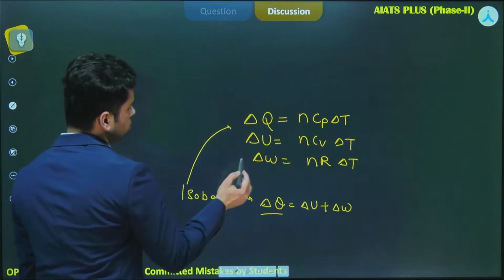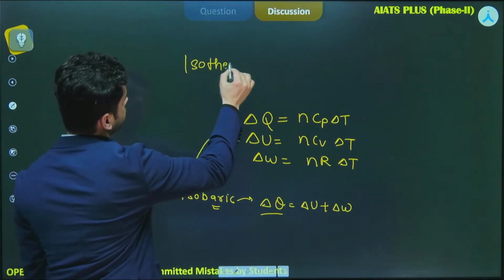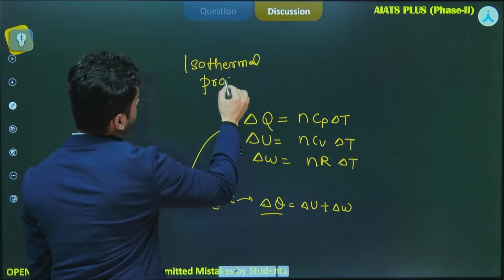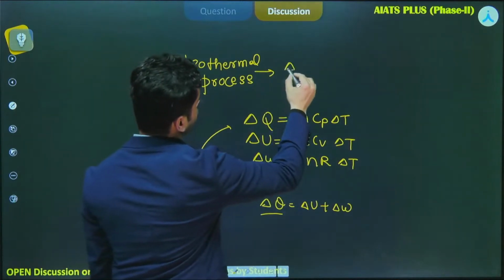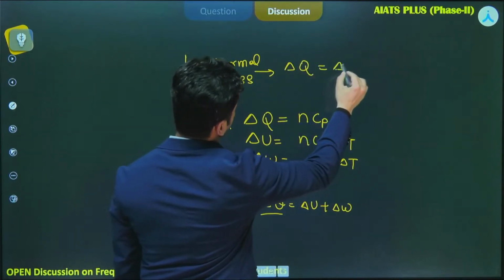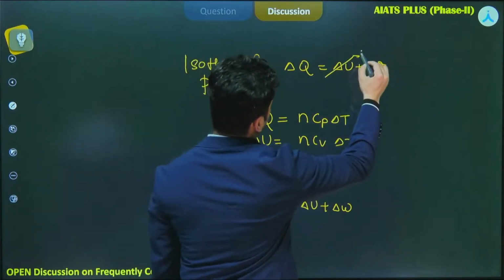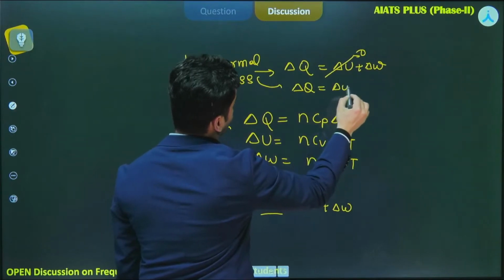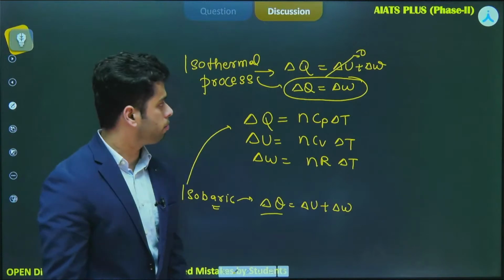And if I talk about the isothermal process, in that case, what is the process? If I apply the first law of thermodynamics, which says that delta Q is equal to delta U plus delta W, here delta U is equal to 0. So from here, delta Q is equal to delta W for the isothermal process, right?